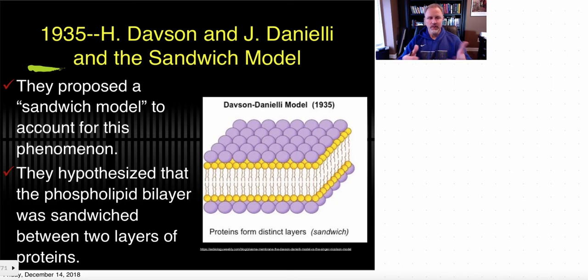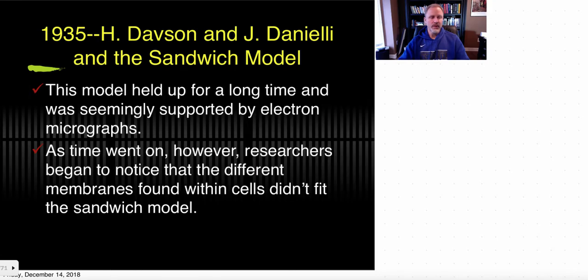So if you look at this model right here, we can see these purple proteins all throughout the top and the bottom of this layer. And then you had the phospholipids, of course, which are yellow right through here. And then in this region right here, you had these fatty acid chains. And that was kind of the model that held up for quite a while because of the experimental evidence that kind of supported this type of thing.